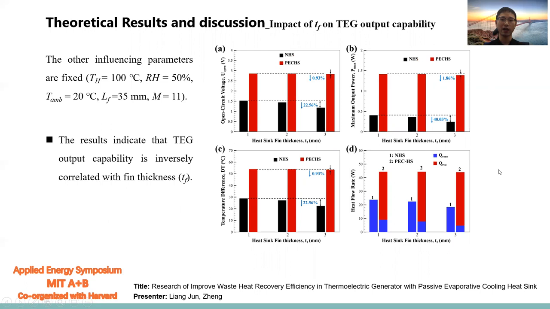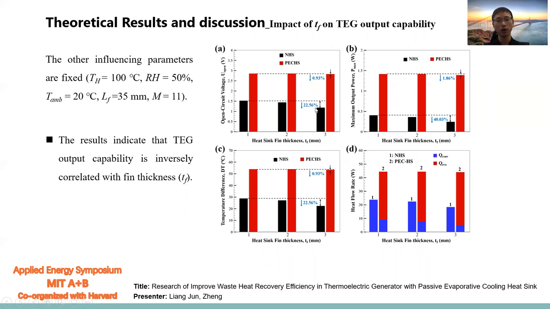And then it's the factor of the fin thickness, TF. We can find that as the fin thickness increases, the performance of the TEG decreases. But compared with the normal heat sink case, the PECHS, passive evaporative cooling heat sink case, only decreases maybe 1%, but the normal heat sink case decreases 20%.